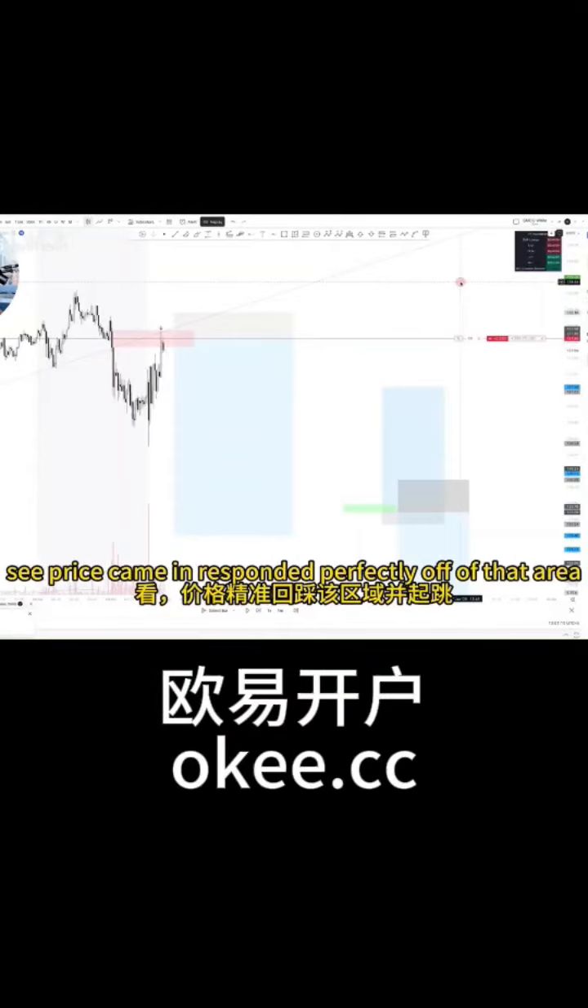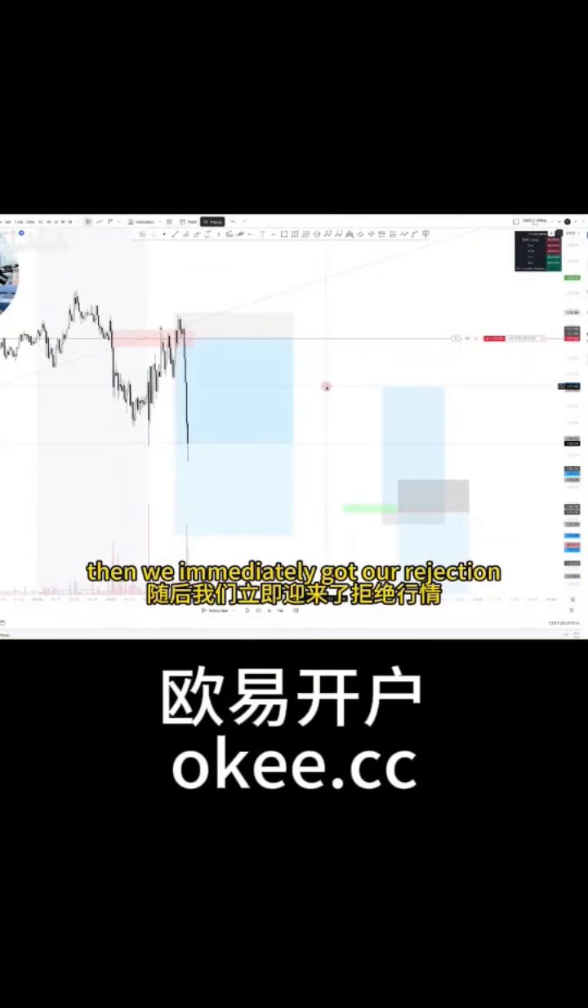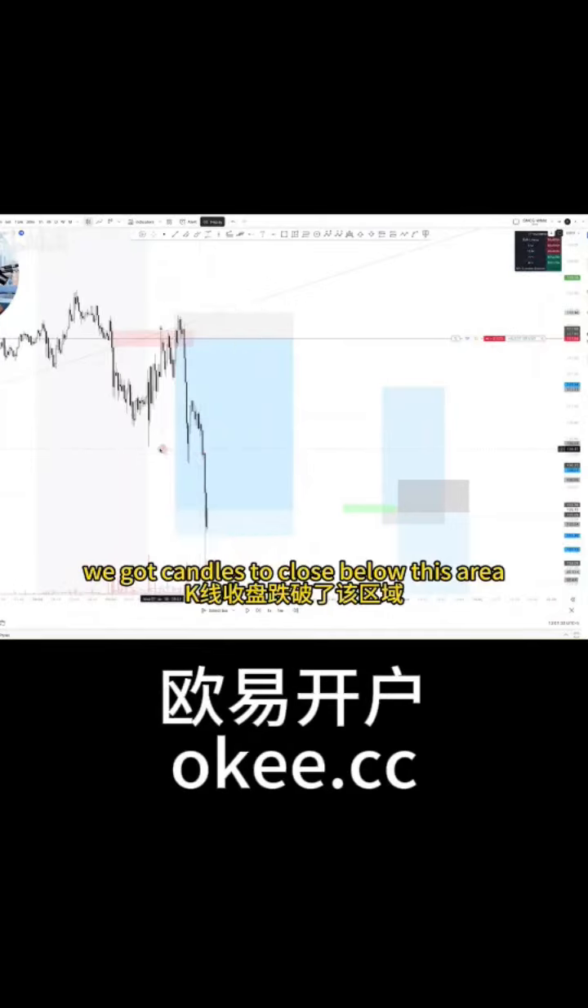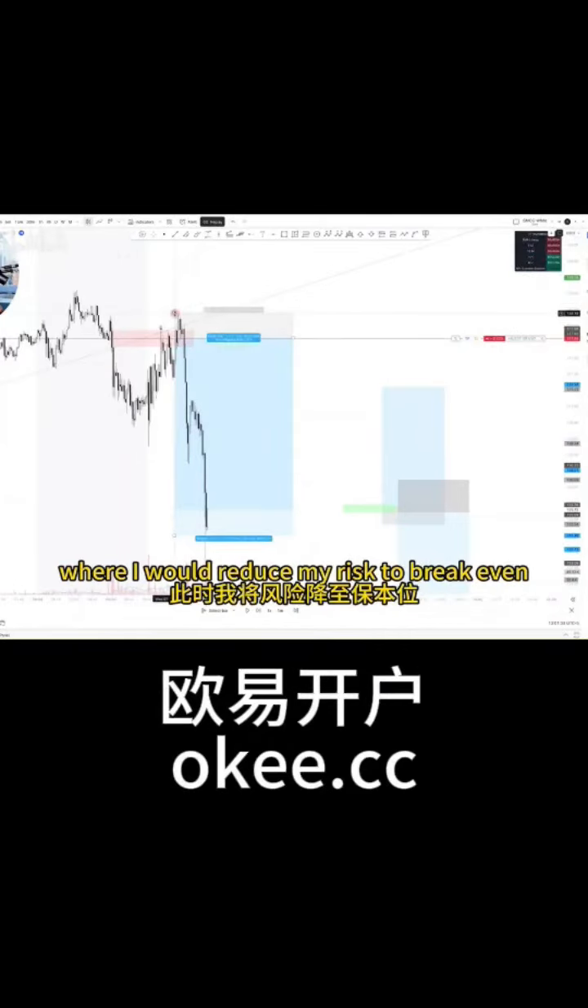You can see I put my stop loss wider over this area, allowing for price to safely come up, make contact into my key area before flipping. So I set up my order. You see price came in, responded perfectly off of that area. Then we immediately got our rejection. We got candles to close below this area where I would reduce my risk to break even.